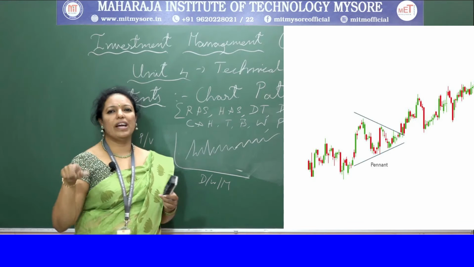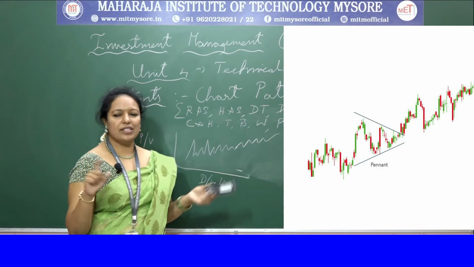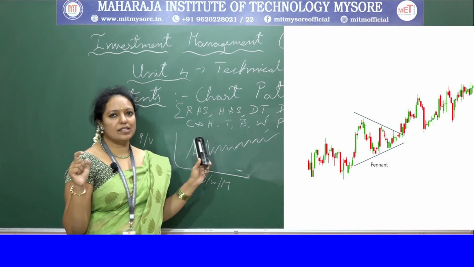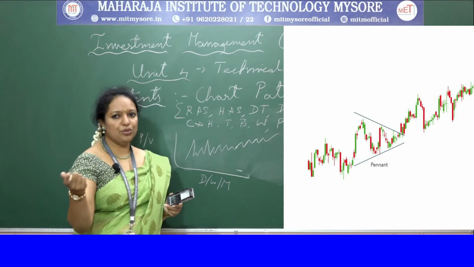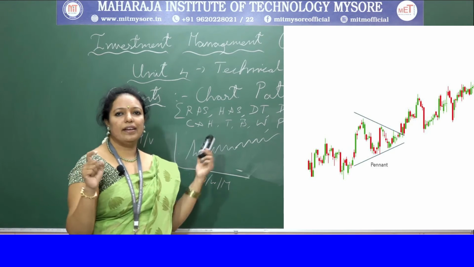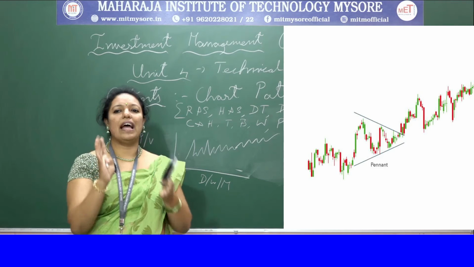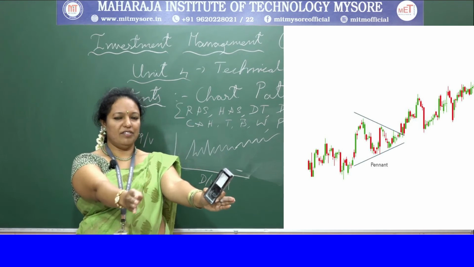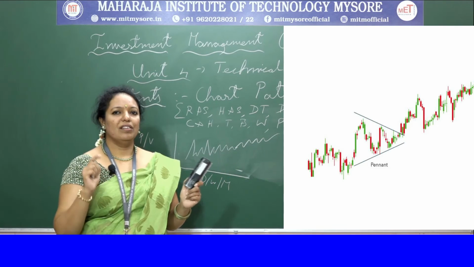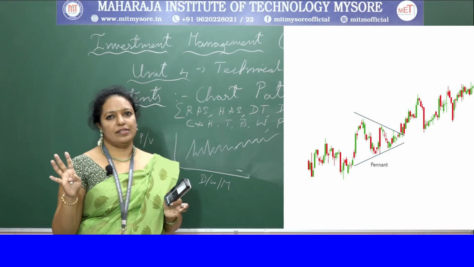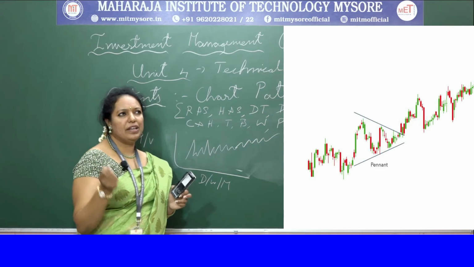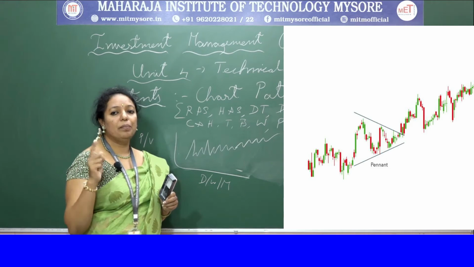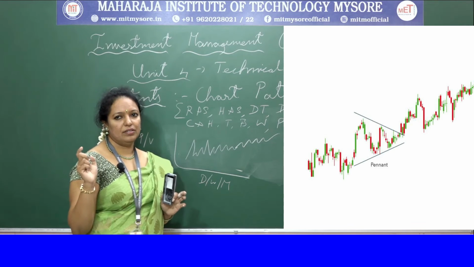Pennants are quite similar to wedges. Wedges and pennants are quite similar, or similar to triangles. Triangles I'll do next. Okay, wedges are narrower, like this, whereas pennants are broader. Wedges differ from pennants because a wedge is always ascending or descending, while a pennant is always horizontal.